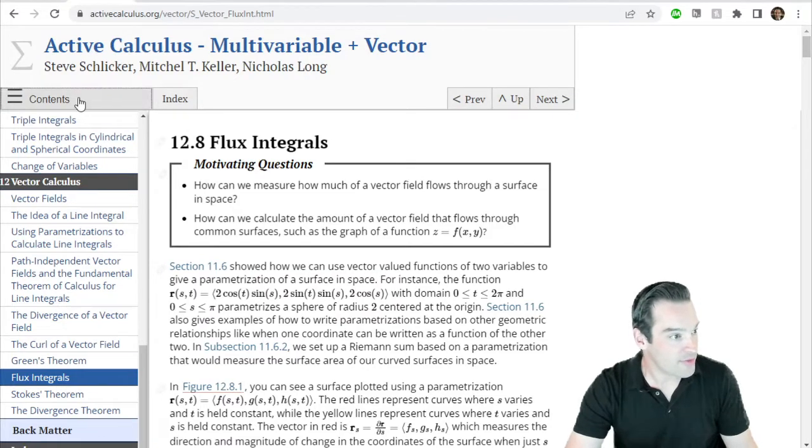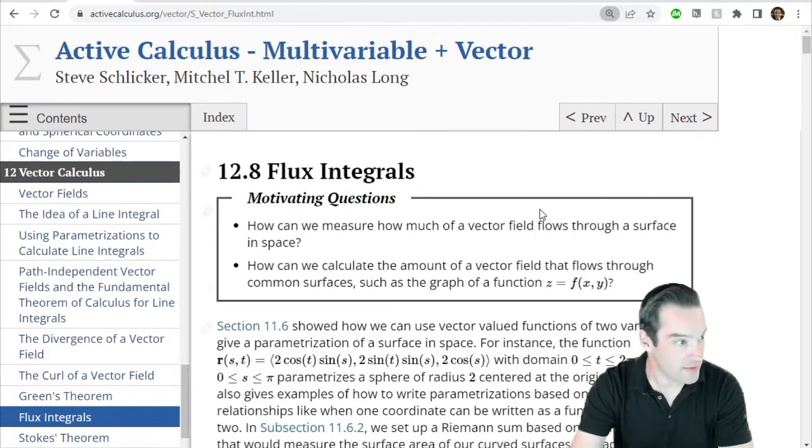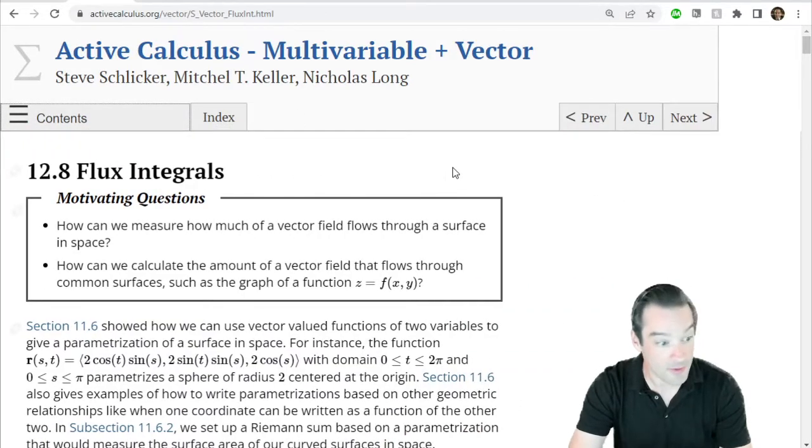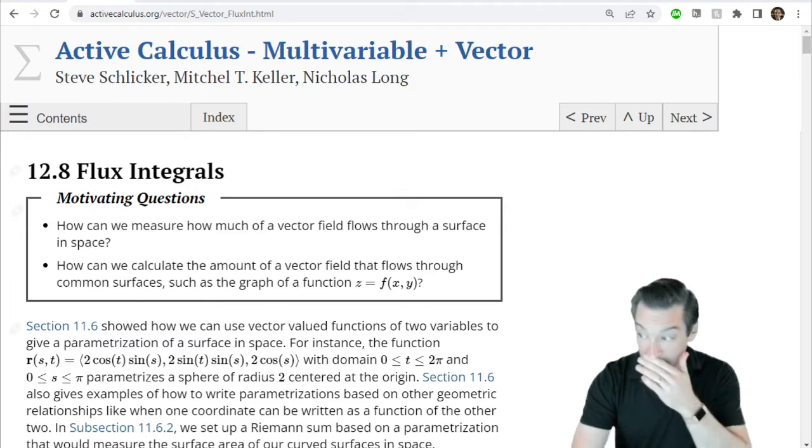So this last day of our class, we're going to look at two different sections out of the text. The first one is our section on flux integrals. The second one is the section that explicitly covers Stokes' theorem. Our first objective in the section on flux integrals is going to be to figure out how to think about the flux integral of a vector field through a surface.